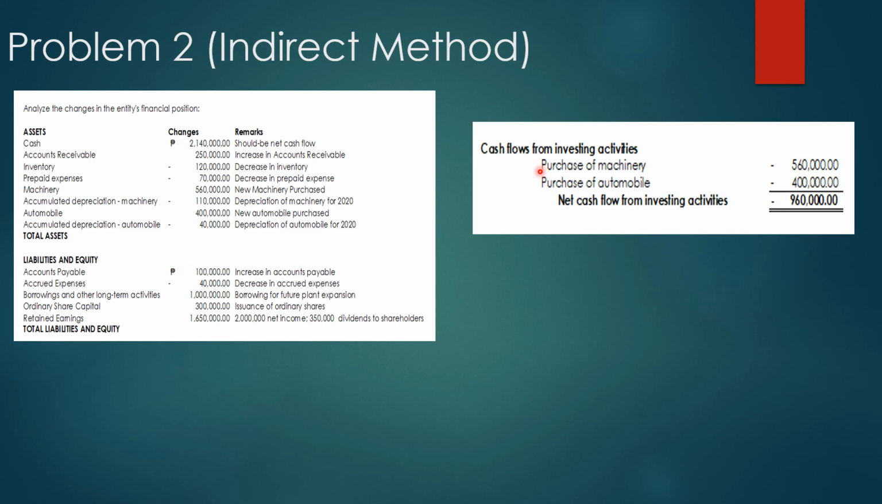Sabi rin sa additional info, bumili ka daw ng bagong machinery at bagong automobile. Kaya, negative to kasi bili. Purchase, outflow. So, negative 560 tsaka negative 400. Kaya, naging 960 yung net cash flow mo from investing activities.